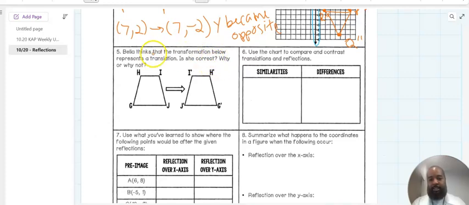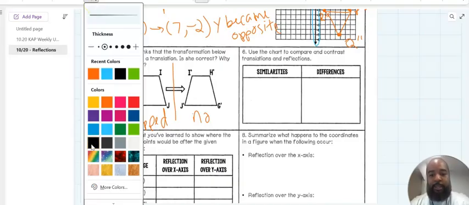Number 5 says, Bella thinks that the transformation below represents a translation. Is she correct? Okay. So the first thing I would say is when we translate and slide stuff, translations are the only transformation that preserves everything. Nothing changes. It doesn't flip. It doesn't rotate. It doesn't get bigger, right? So in this case, this looks like the letters are facing each other, which means that it's flipped. So I would write that this is flipped, and that would let me know that she is not correct. So I would say no, because this is a reflection, okay? And this is a reflection over the y-axis, okay?